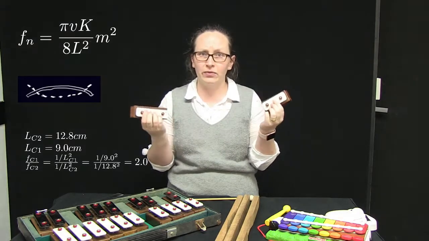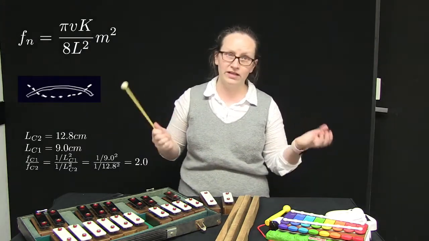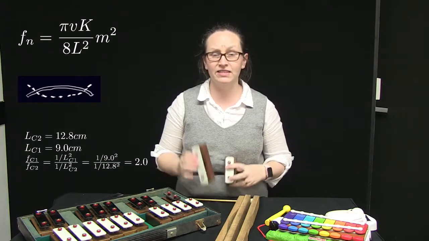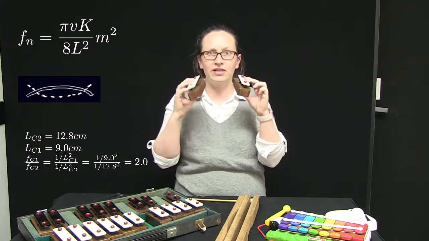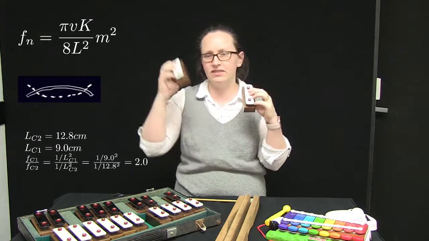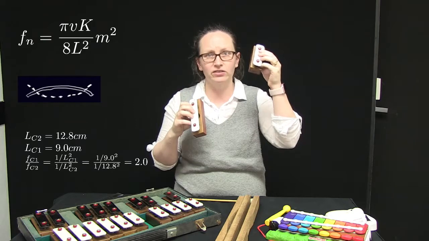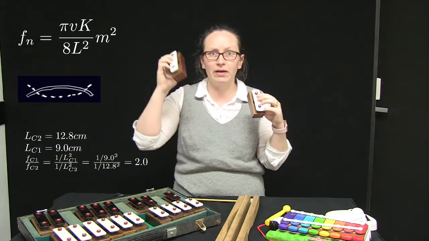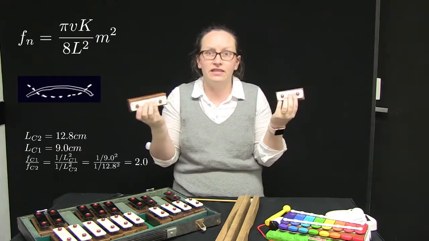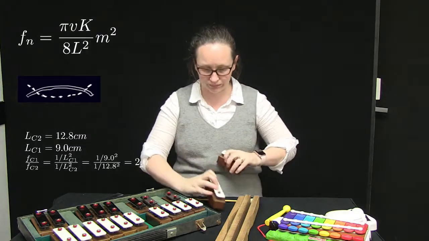And looking at our equation, if we hit them both in the middle, we're exciting them both in that first mode, and so the only thing that's different between these two is the length of the rod. So we can substitute that into our equation. So the frequency of this one divided by the frequency of this one is going to be equal to 1 on 9 squared, because this one was 9 centimeters long, divided by 1 on 12.8 squared. And you can see, putting that into the calculator, that that is 2. So these are 1 octave apart.